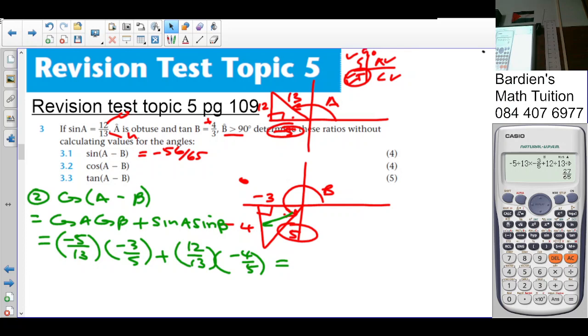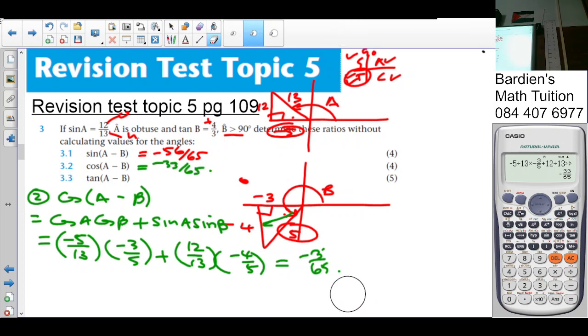What should the answer have been? Here's one mistake. Is that 12 over 13 multiplied by negative 4 over 5? Negative 33 over 65. Thank you. So that is negative 33 over 65.